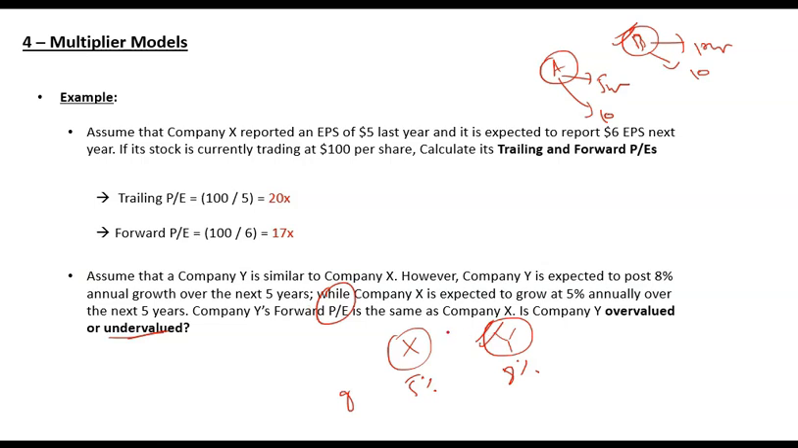So Y is trading at the same PE despite a higher growth rate. If Y has a higher growth rate, it should have a higher PE. Y is trading at the same PE despite the higher growth rate. That means Y is undervalued compared to X.